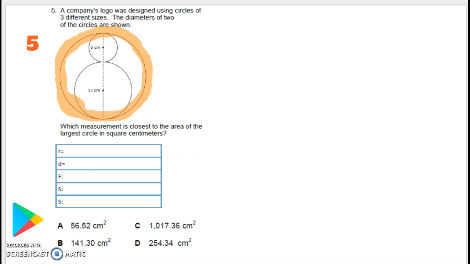So on this circle, the diameter goes all the way across. And they don't give us a single number. They tell us that part of it is 6 and part of it is 12. So 6 plus 12 means that our diameter is 18. So that's my diameter. So if my diameter is 18, radius is going to be half of that. So radius is 9.